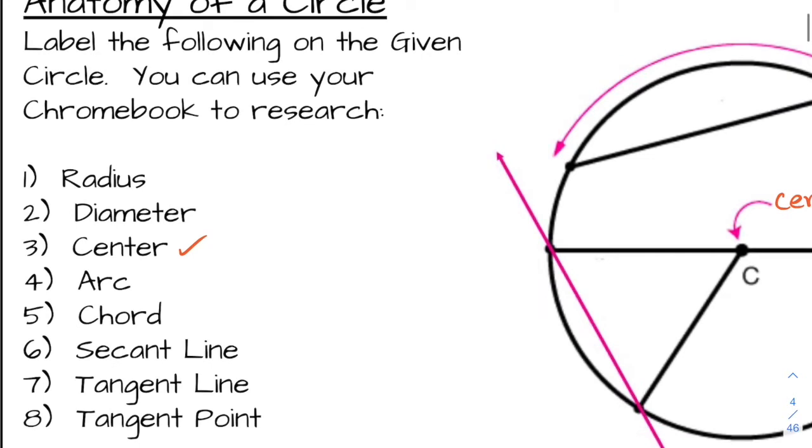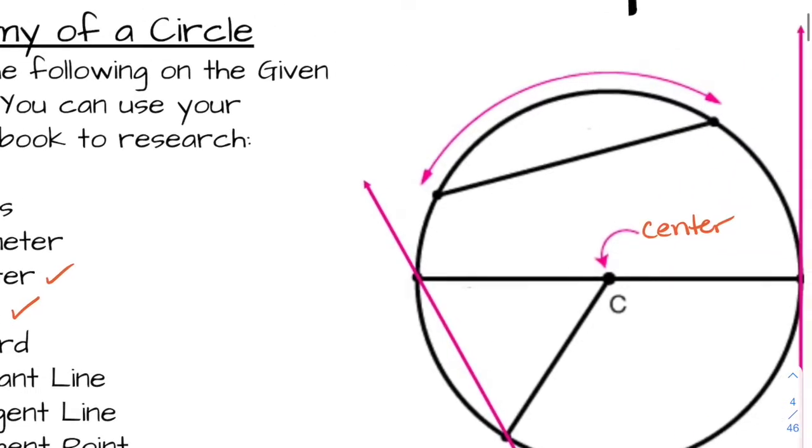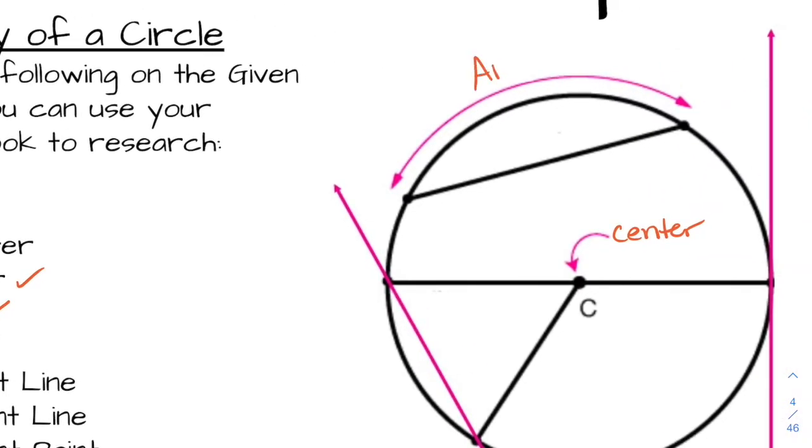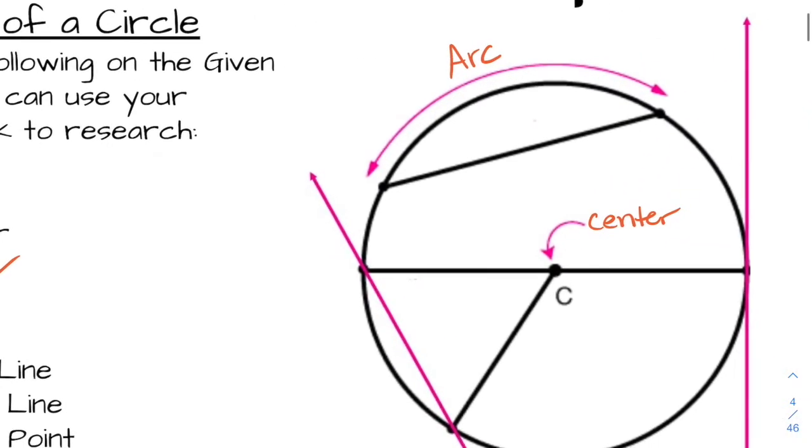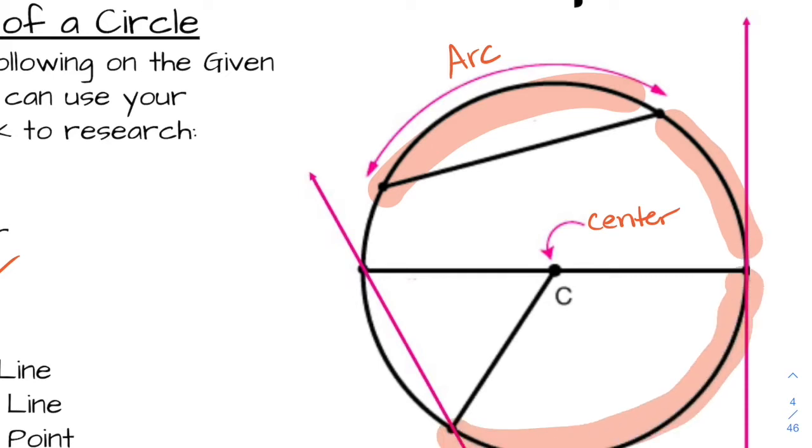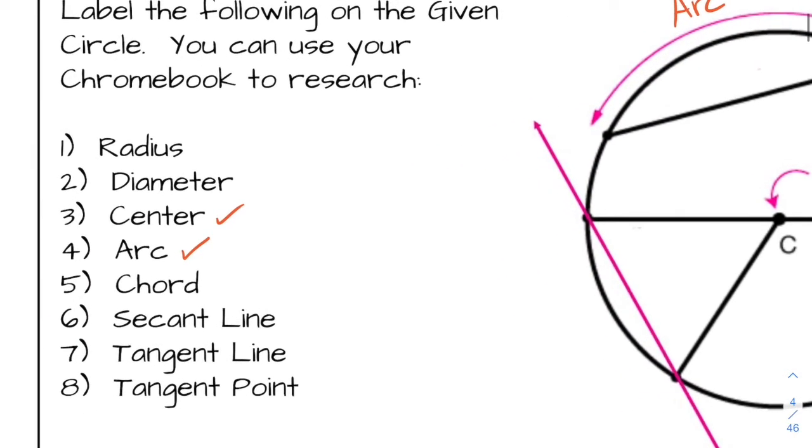We'll label arc next. So here's an arc. Notice there's a lot of arcs, so this isn't the only arc. There's this arc here. There's also another arc here, another arc here, another arc here, and then an arc there. So that's just one arc.